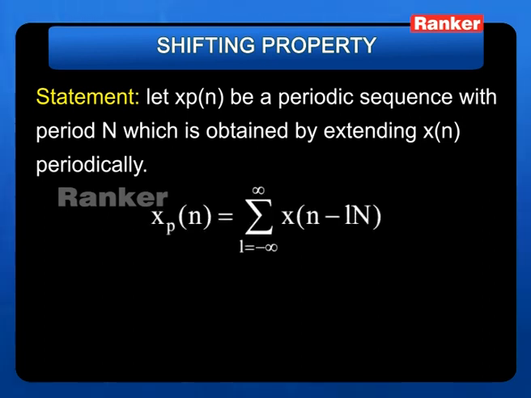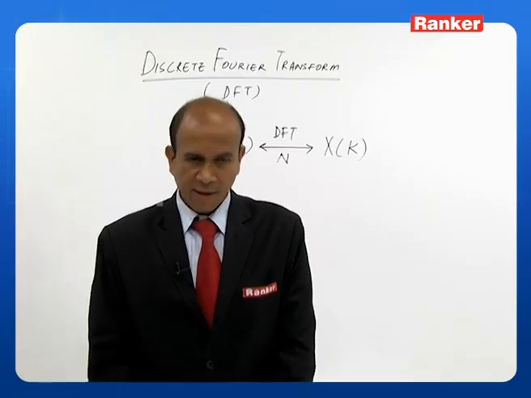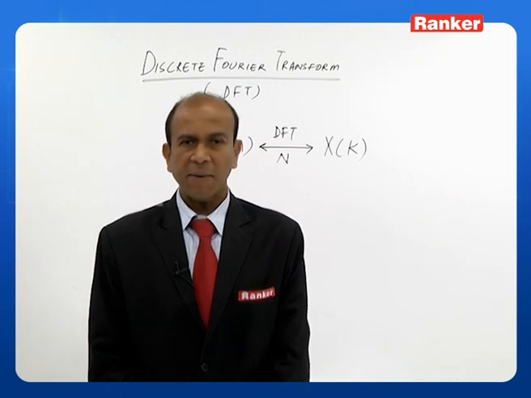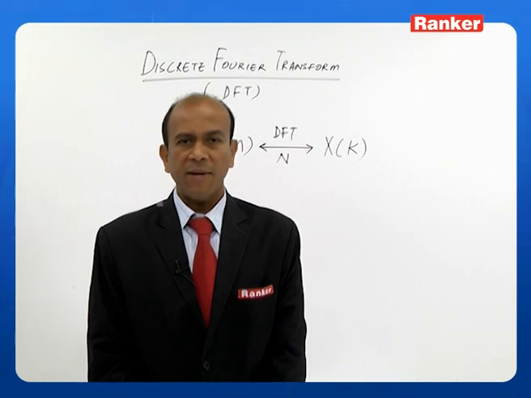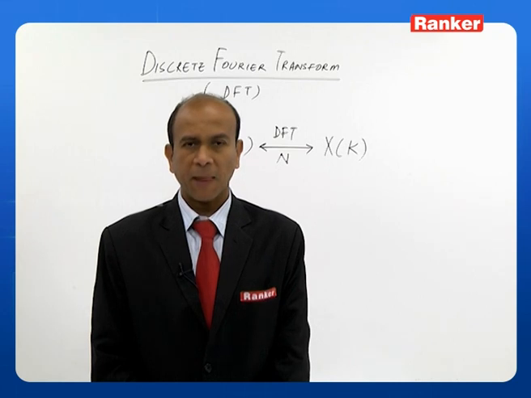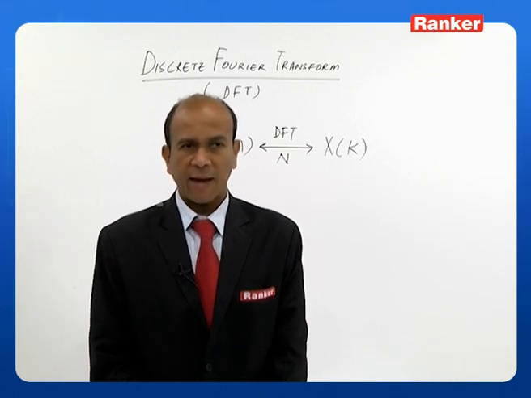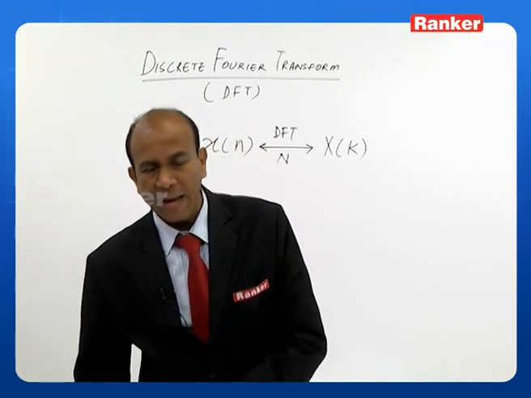So you can write this as xp of n is equal to the summation over L from minus infinity to plus infinity of x of n minus L N. Let us now shift the sequence xp of n by k units to the right. So just understand this. It says xp of n is nothing but a periodic sequence x of n which is repeating with the period N. So xp of n can be written as the summation over L from minus infinity to plus infinity of x of n minus L N. Okay, let us now shift the sequence xp by k units to the right.